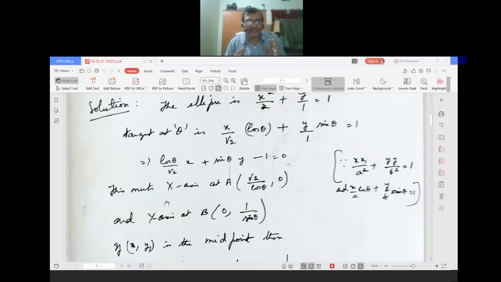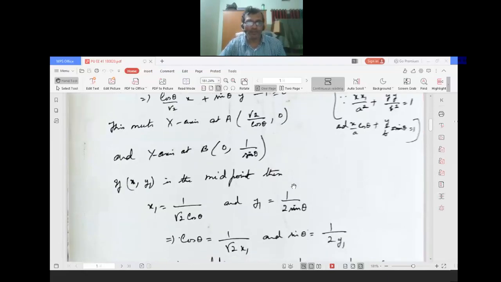So on the x-axis the point will be root 2 by cos theta comma 0, and on the y-axis the point will be 0 comma 1 by sin theta. Now if x1 comma y1 is the midpoint, then x1 equals, if you add and divide by 2, root 2 by cos theta plus 0 by 2, that will be 1 by root 2 cos theta. I hope you can understand.